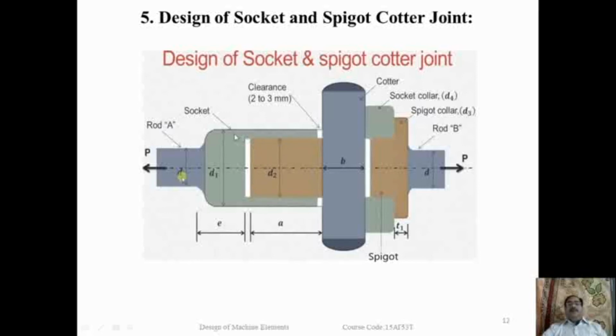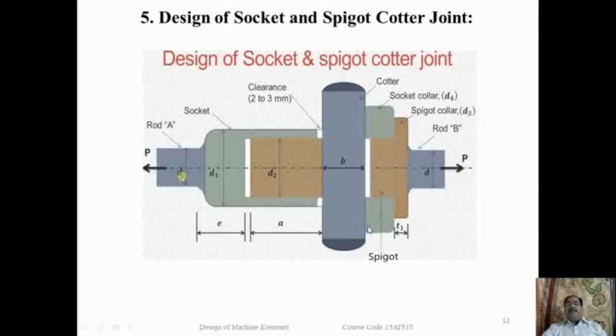Next step is we have to design the outside diameter of the socket. Here the outside diameter of the socket is here, so this we have to design. Then here we have the socket collar and the spigot collar. So we have to design the outside diameter of the spigot collar, and also the outside diameter of the socket collar.